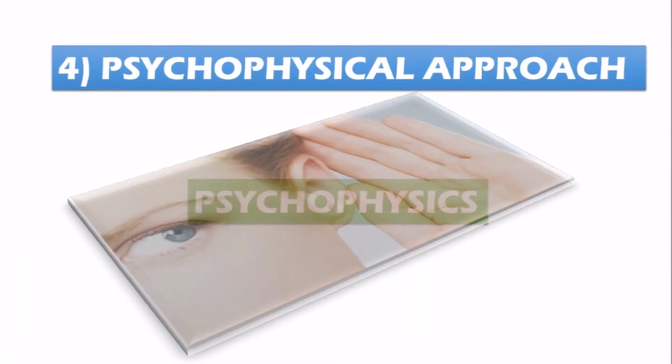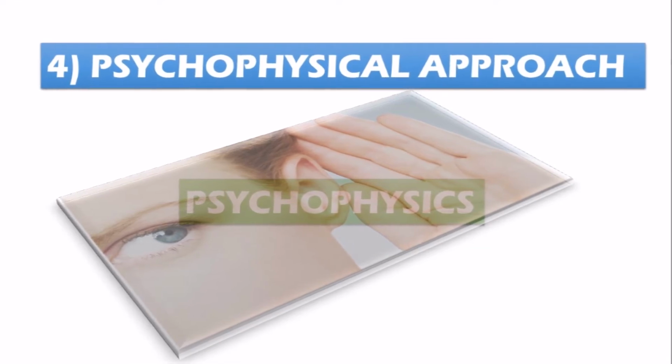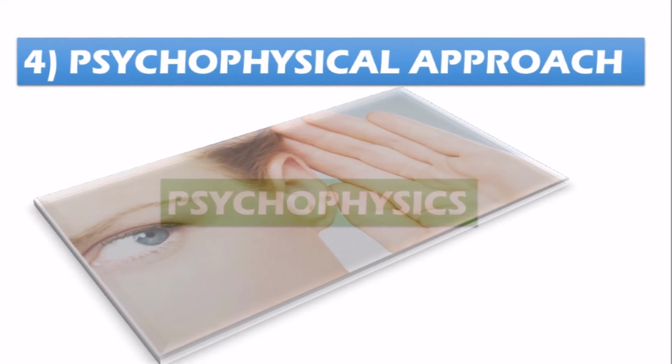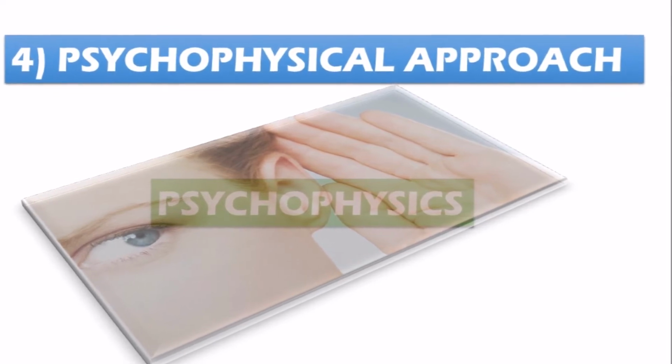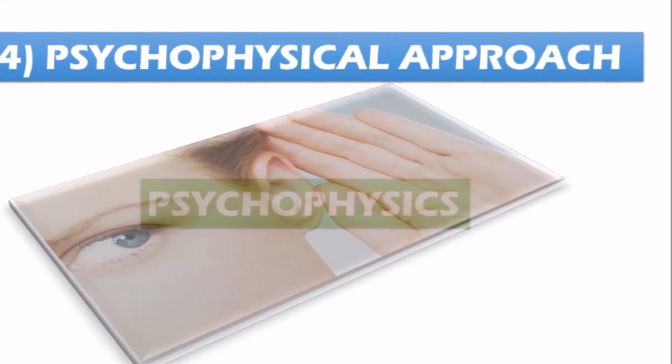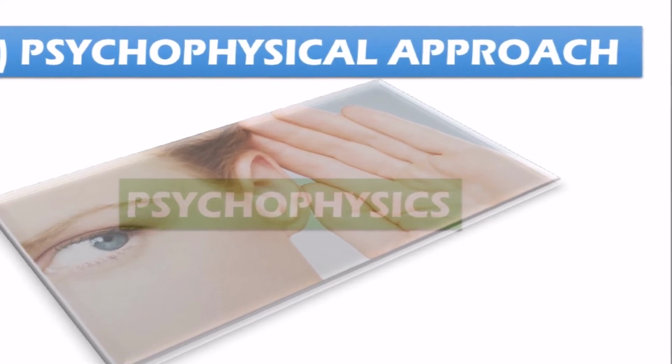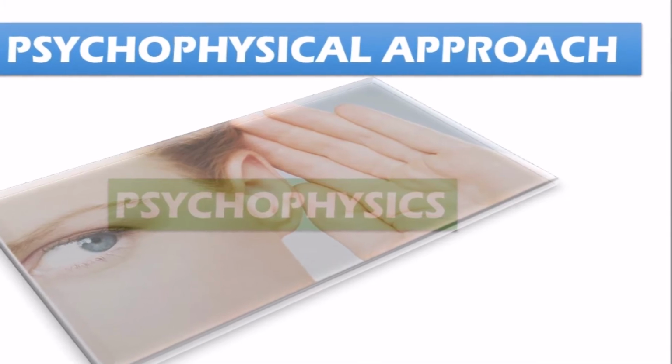4. Psychophysical approach. Psychophysics is the study of sensory, perceptual, and cognitive systems, based on the evidence of human observers making judgments about what they see, hear, or feel. Psychophysics quantitatively investigates the relationship between physical stimuli and the sensations and perceptions they produce.